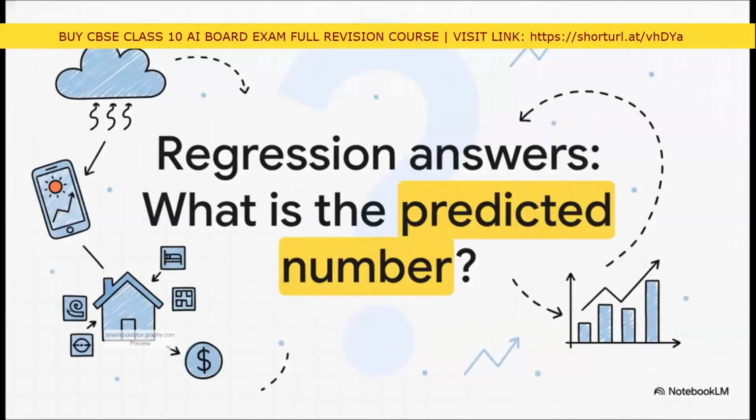So when a weather app gives you tomorrow's temperature, or a real estate website estimates a house price, you can bet there's a regression model chugging away in the background to come up with that exact value.